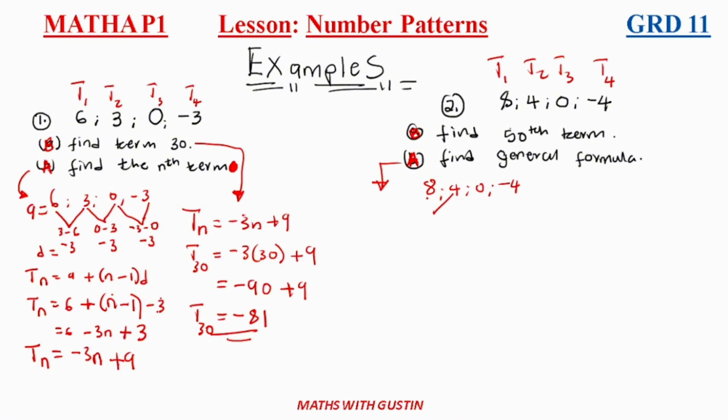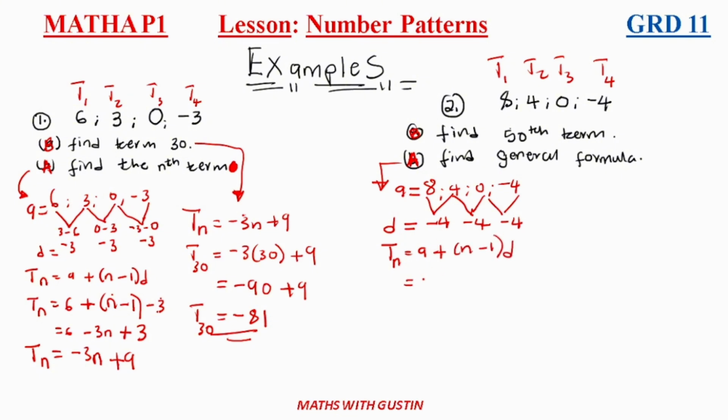We say 4 minus 8 gives us -4. Then 0 minus 4 gives us -4. -4 minus 0 gives us -4. Already you can see that d is a constant difference equal to -4, and a is equal to 8. So you come to your general formula of Tn, which is a plus n minus 1 times d. You substitute here.